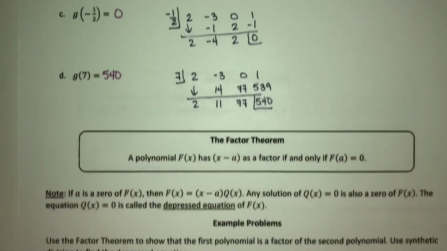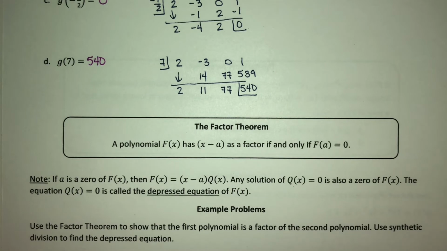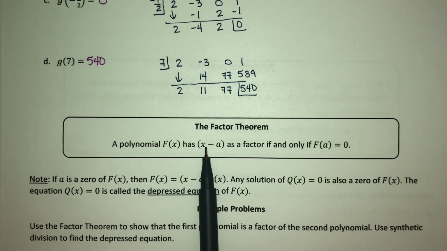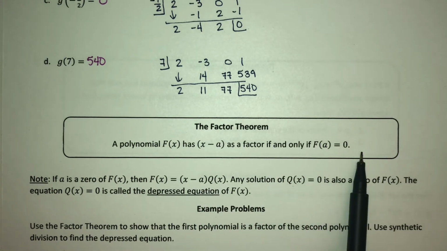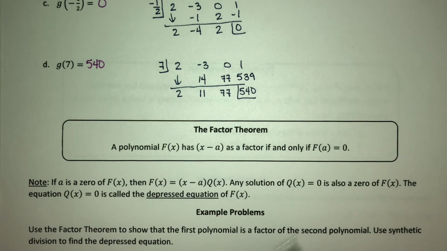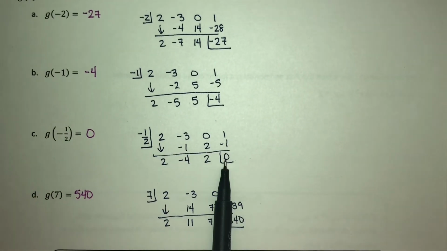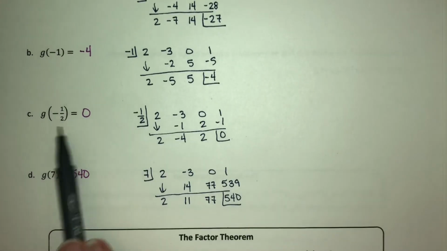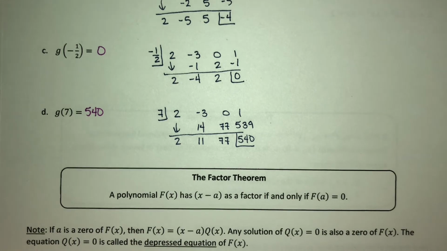Okay, so let's look at a couple more. The factor theorem: a polynomial has x minus a as a factor if and only if f of a is equal to 0. Now think about what we mean by a factor. We mean it divides in evenly, and that means that our remainder is 0. Well, we've said f of a is our remainder, and if our remainder is 0, then it divides evenly, so this was a factor. This is just combining some things that we already know.